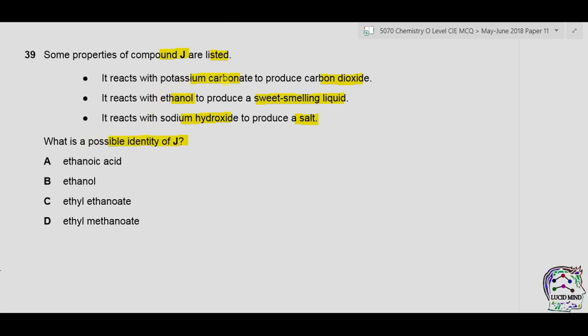Now for the first one we know that carbonate reacts with acid to produce carbon dioxide. In the second property we know that ethanol reacts with carboxylic acid to produce esters. Ester is a sweet smelling liquid. From the third property we can infer that sodium hydroxide is an alkali, so alkali reacts with acid to produce a salt along with water. So compound J is an acid, it is not an alcohol, it is not an ester. The correct option is therefore A.